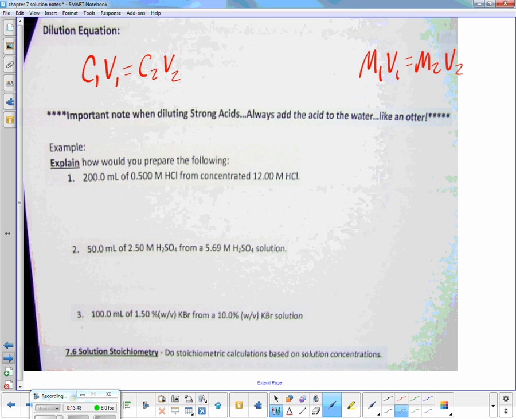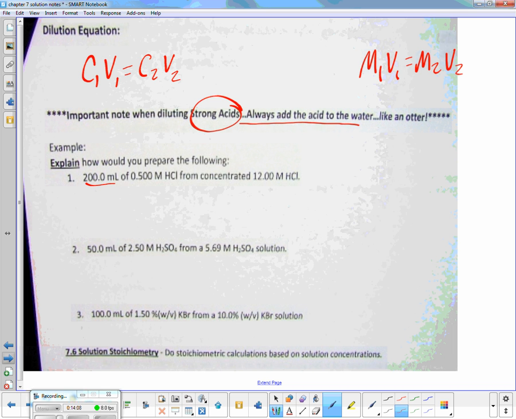Remember that when we do strong acids, we always add the acid to the water. If you do it backwards, you end up having it splash back in your face, which is not a fun experience. Okay, so basically explain how we do this. I would just go and do it because it's easier to show mathematically how to do it.